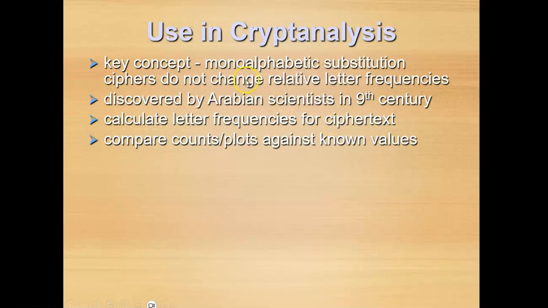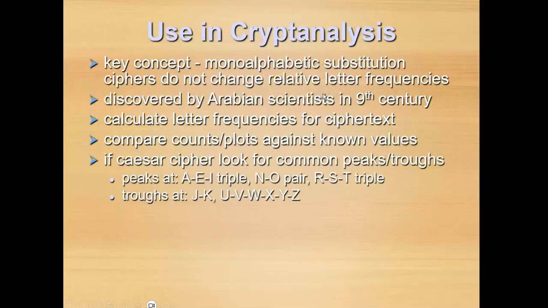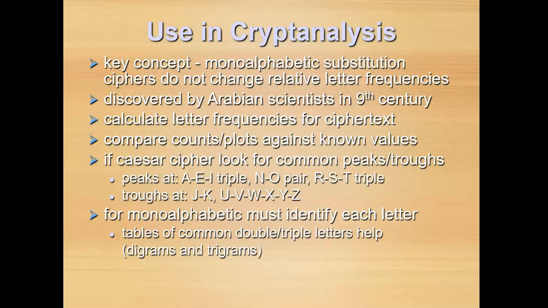The main key concept is that monoalphabetic substitution does not change relative letter frequencies, and this was discovered by Arabian scientists. We just have to calculate the letter frequencies and compare the counts against the known values in the English letter frequencies, and we can easily find out the peak values.